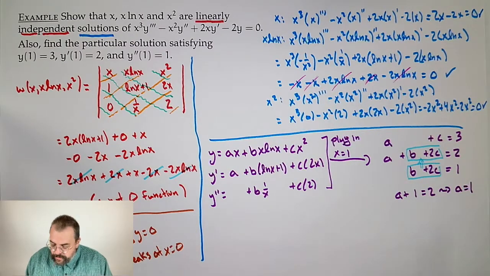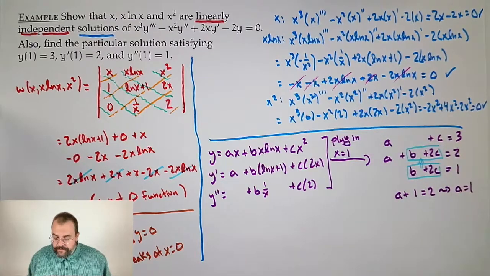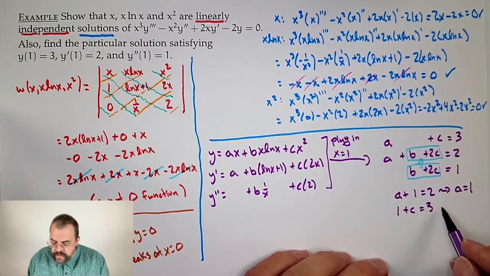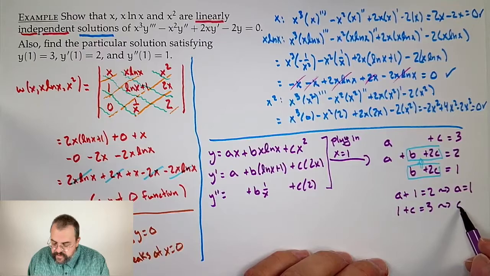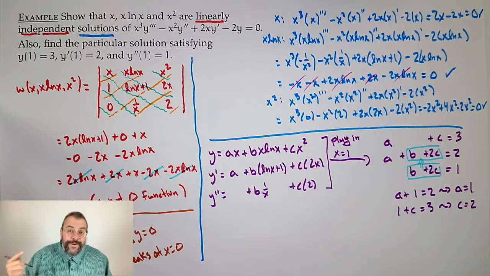We're going here. We say, well, wait a second. Look at this first equation. It just involves a and c. So that says 1 plus c has to equal 3. All right. Well, that says c better equal 2. Wow, 2 down, 1 to go.